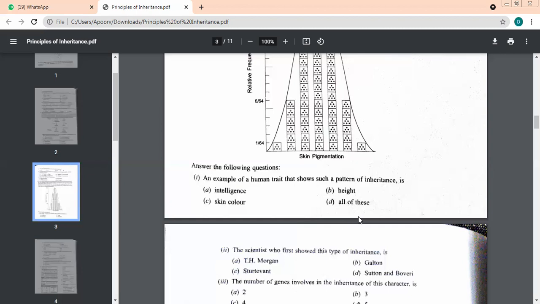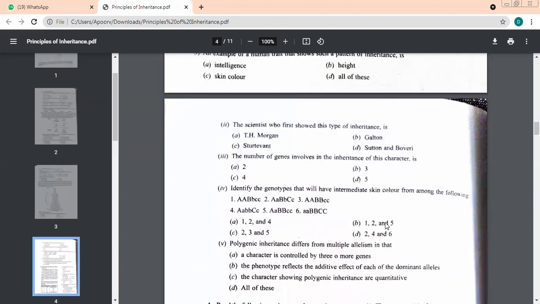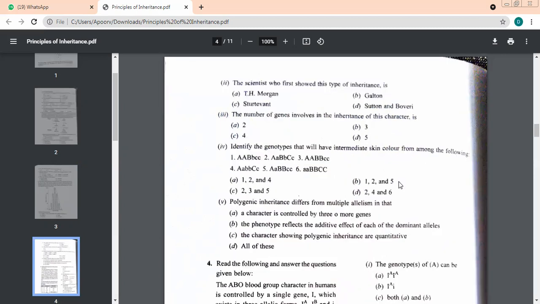Yes, if you see, this is correct. Intelligence is a polygenic inheritance. Height is also, and skin color is also. So no doubt the correct option is all of these. The scientist who first showed this type of inheritance? Galton. Perfect. Excellent. It's Galton. The number of genes involved in the inheritance of this character? 3. Very good. Identify the genotypes that will have intermediate skin color from these. Ma'am, C option.